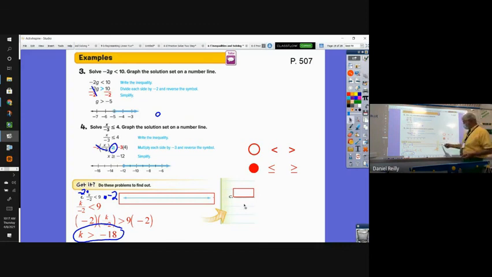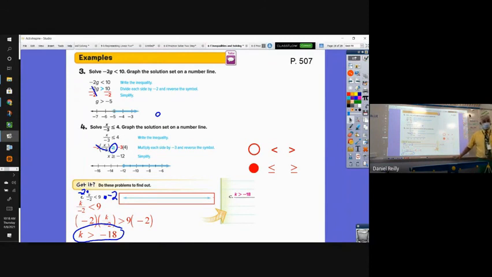What does the number line look like for this problem? k is greater than negative 18. What does the number line look like? Roddy Boss, what does the number line look like? k is greater than negative 18. So at negative 18, what am I going to have? An open circle or a closed circle? Does my answer include the equal to sign? No. So if it doesn't include the equal to sign, it's an open circle.